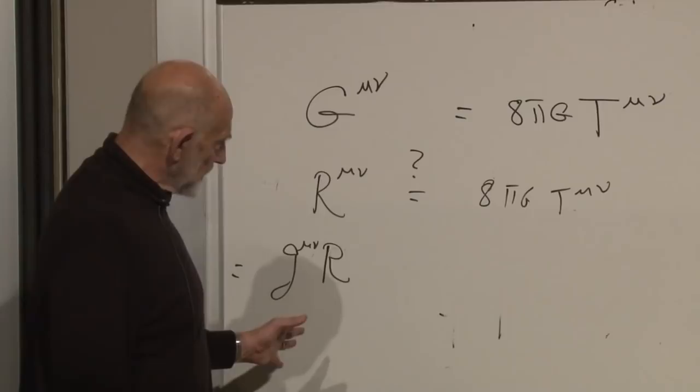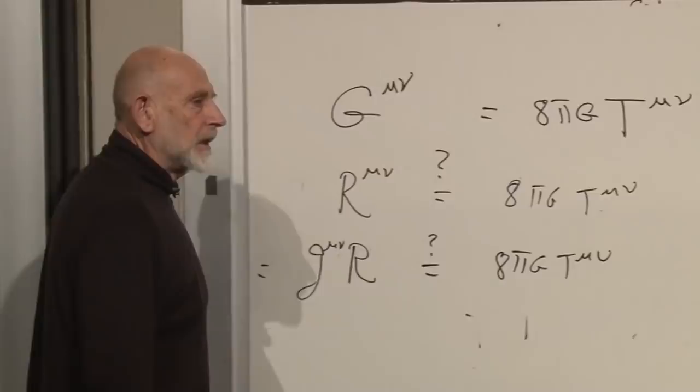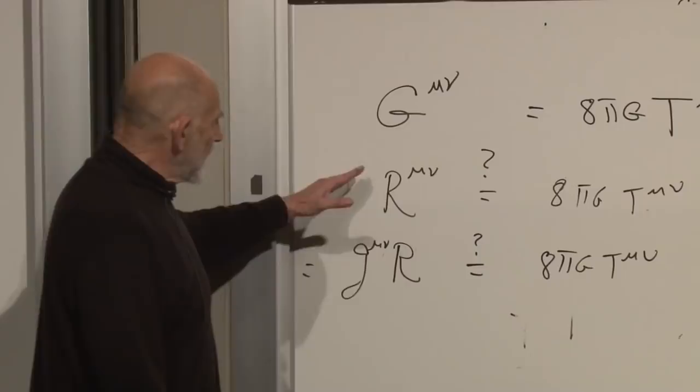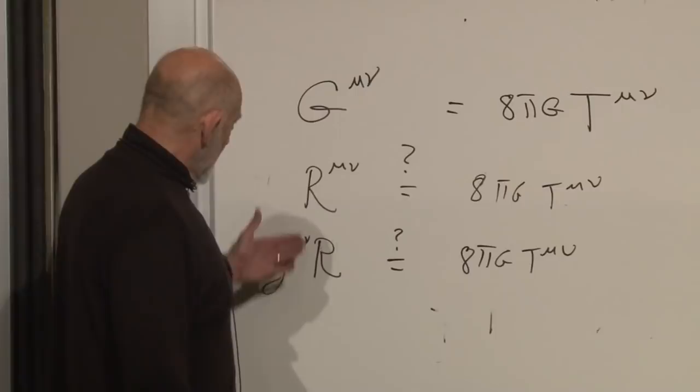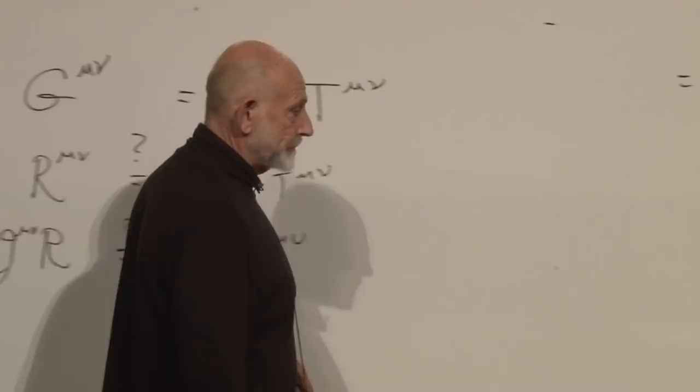That's another possibility. I'm not recommending either of these at the moment. I'm just saying, from what we've said up till now, either of these could be possible laws of gravitation. They both involve second derivatives of the metric tensor equaling something on the right-hand side, which looks like a density of energy and momentum. OK, which one shall we pick?